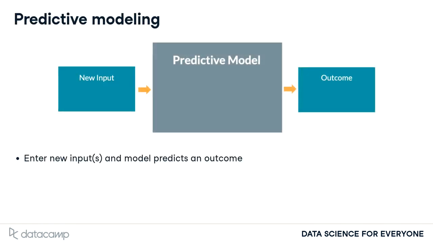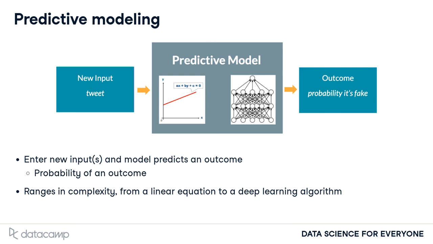Predictive modeling is a subcategory of modeling used for prediction. By modeling a process, we can enter new inputs and see what outcome it outputs. For instance, you can enter future data in a model of unemployment rate to get a prediction of what the unemployment rate will be next month. The output can be the probability of an outcome. For example, the probability that a tweet is fake. Predictive models can be as simple as linear equations with an x and y variable to a deep learning algorithm that is uninterpretable by humans.